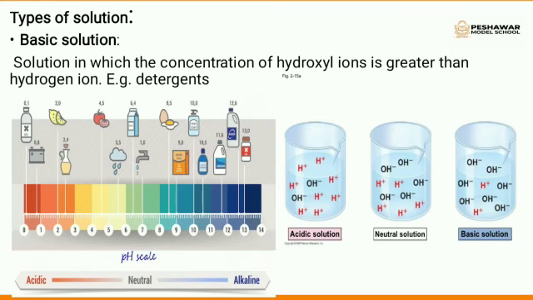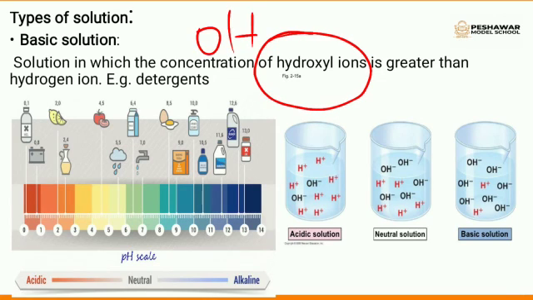What is a basic solution? A solution in which the concentration of hydroxyl ion, OH minus, is greater than hydrogen ion means your solution is a basic solution. For example, soap solution contains greater concentration of hydroxyl ion than hydrogen ions. Also detergent, toothpaste, and baking soda solution. The aqueous solution of baking soda contains greater concentration of hydroxyl ion than hydrogen ions, and we call it a basic solution.